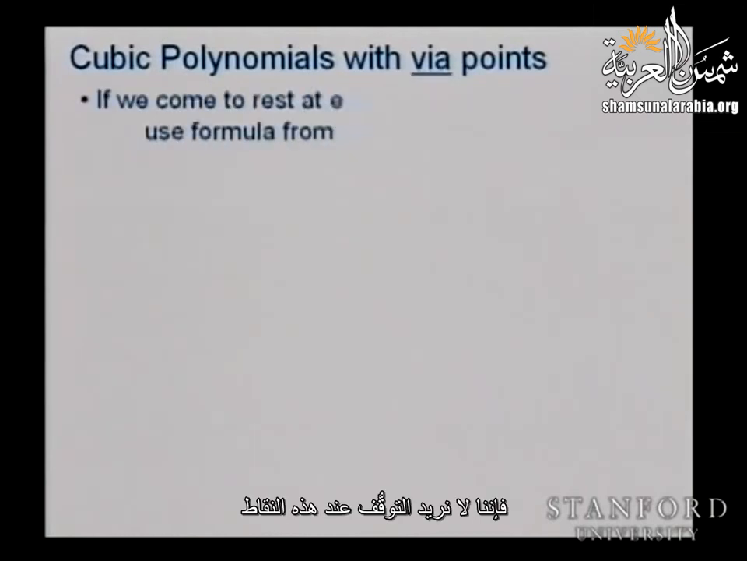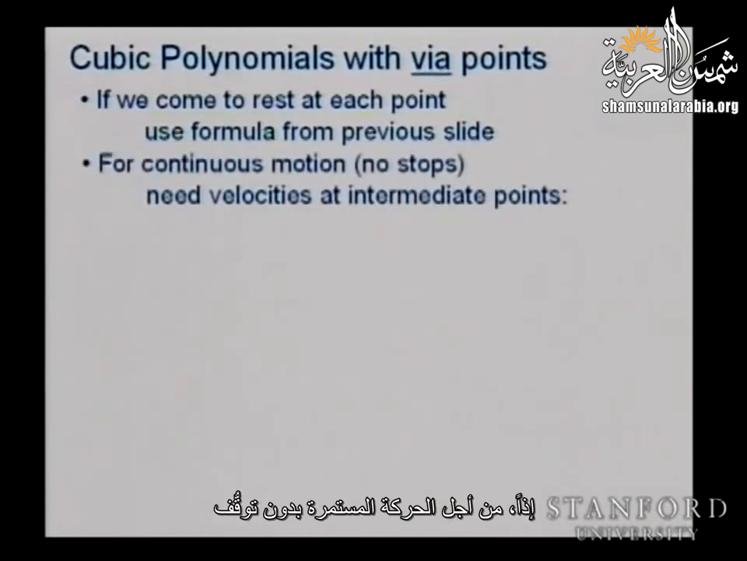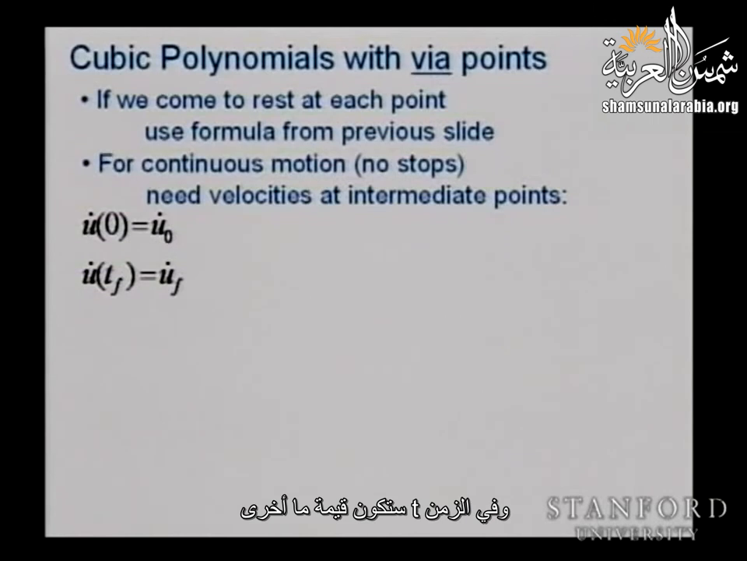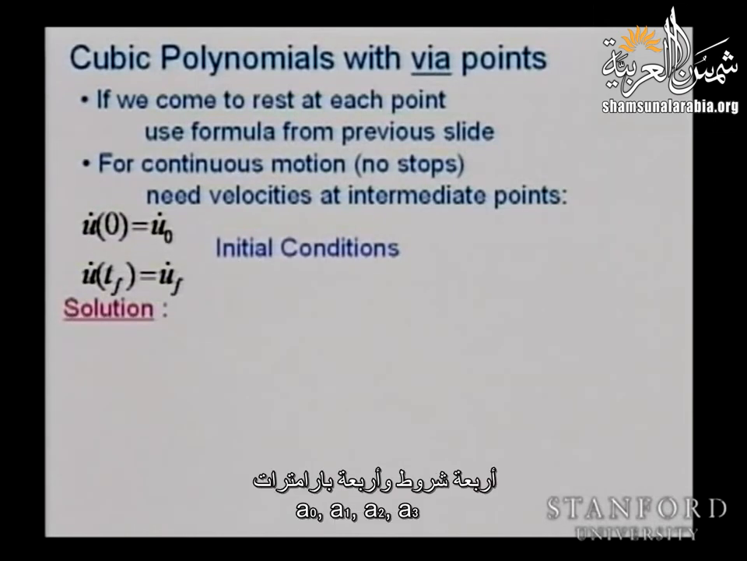Now, if we are using intermediate points, then at the intermediate points in the middle, we don't want to stop. So we don't want the velocity there to be 0, right? So for continuous motion with no stops, we need velocities at the intermediate points. So at time 0, the velocity will be some value, u sub 0 dot. And at time t will be some other value. Let's assume for a second that those are given. We'll see later how to deal with that. So those will be added to the initial conditions. We'll have the position in the beginning, the position at the end, the velocity at the beginning, the velocity at the end. Four conditions, four parameters, a0, a1, a2, a3.